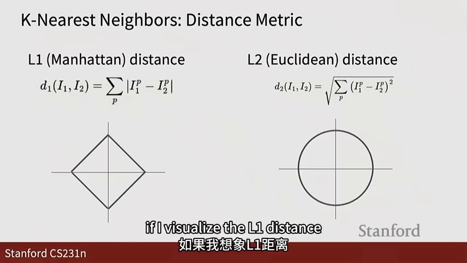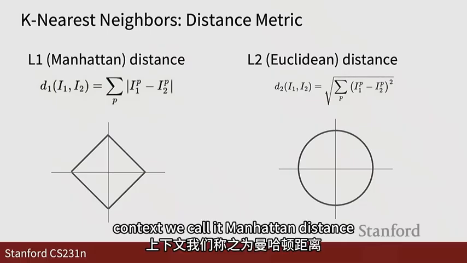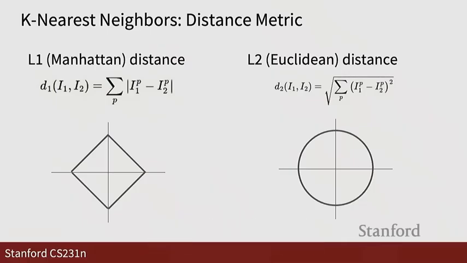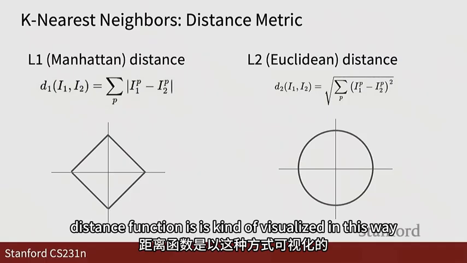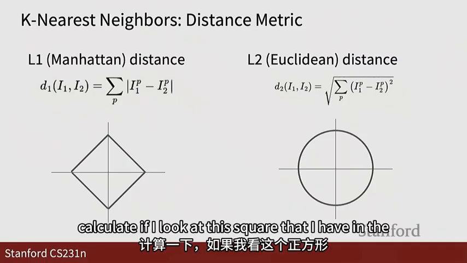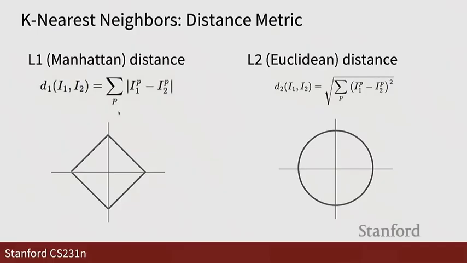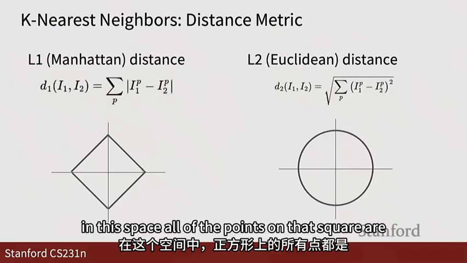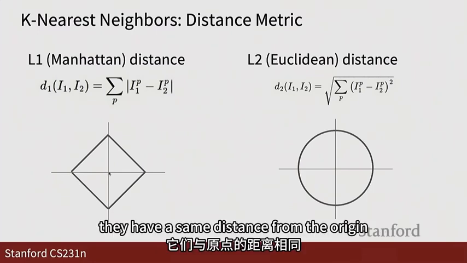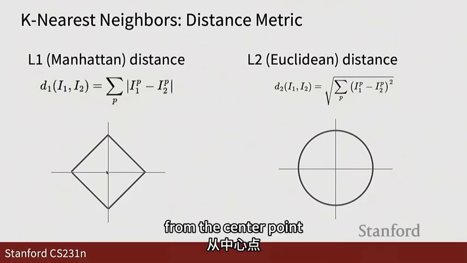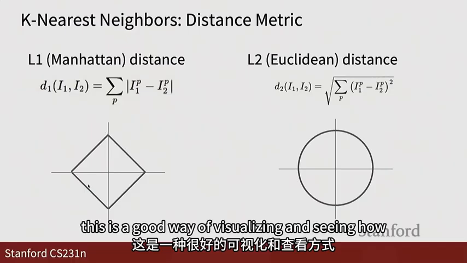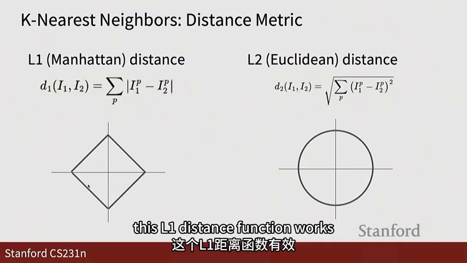If I visualize the L1 distance, or sometimes in some contexts we call it Manhattan distance, the distance function is visualized in this way. If I look at this square that I have in this space, all of the points on that square have the same distance from the origin, from the center point. So this is a good way of visualizing and seeing how this L1 distance function works.